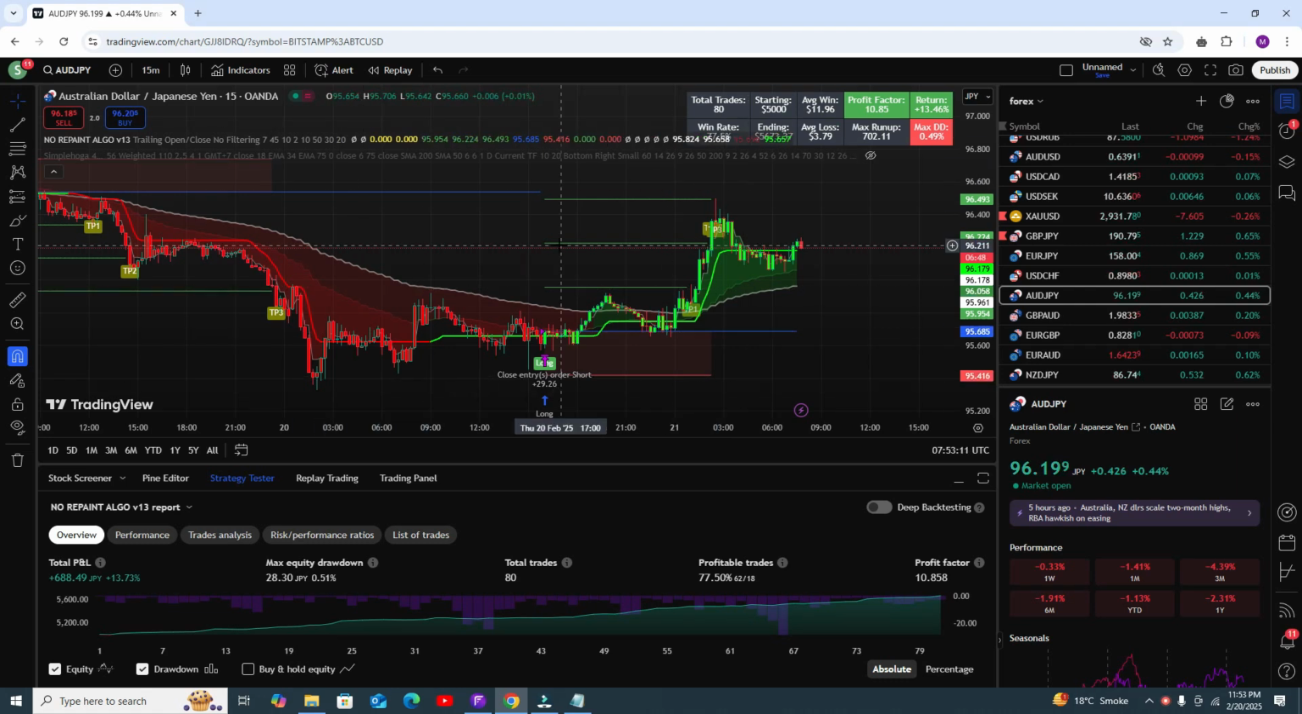This is a non-repainting algo giving you accuracy around 77, you can say 80% accuracy. But wait, there is something very important. Out of 80 trades it's giving you 80%, and your total profit and loss is showing here. Okay, but wait, I have something very interesting for you.